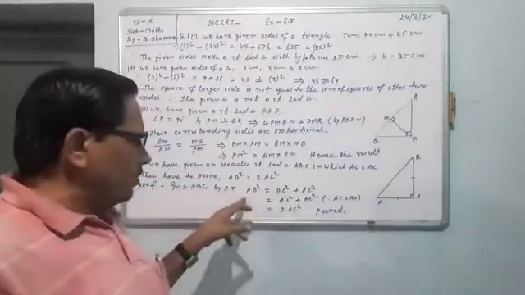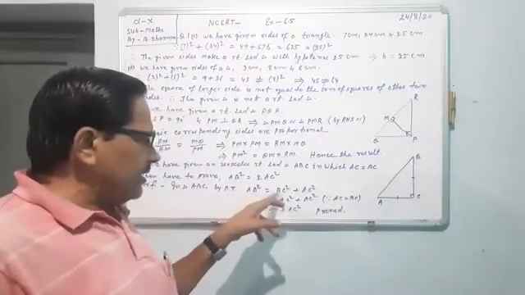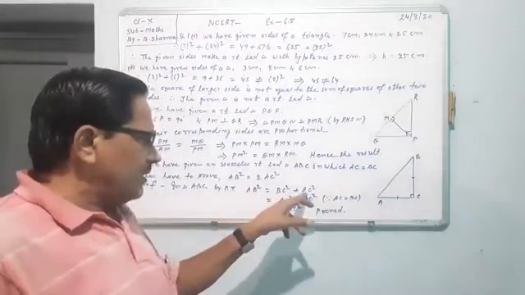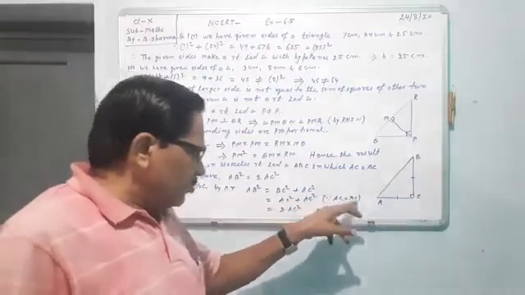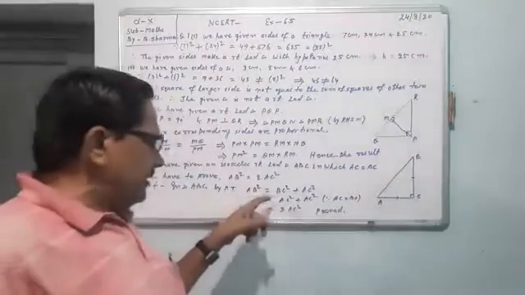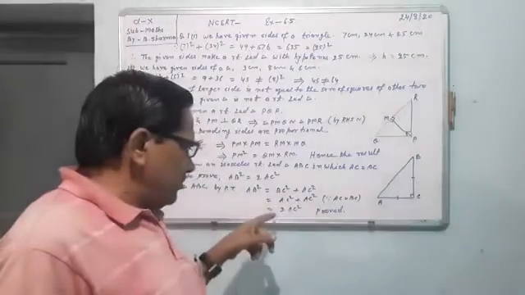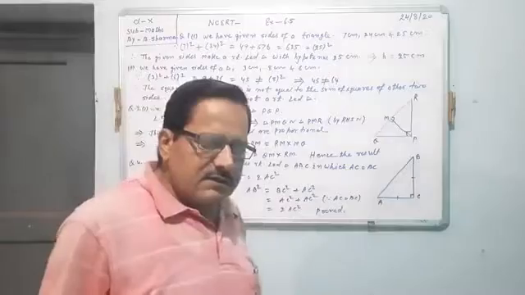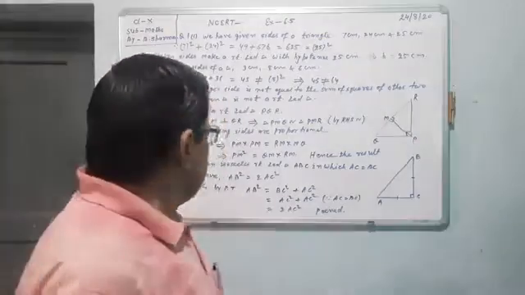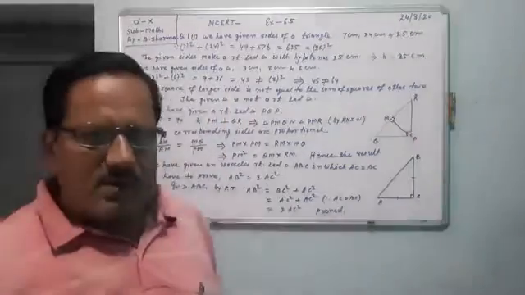By Pythagoras theorem, we know AB squared equals BC squared plus AC squared. Since AC equals BC, therefore we can write AB squared equals AC squared plus AC squared, which is equal to 2AC squared. Thus we complete the statement of question number 4.